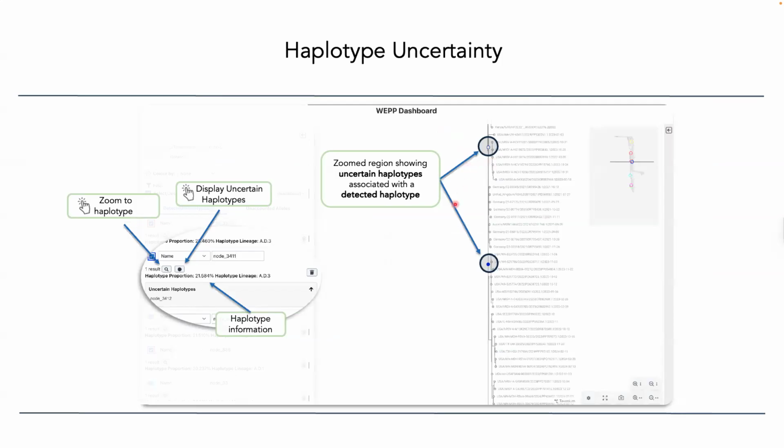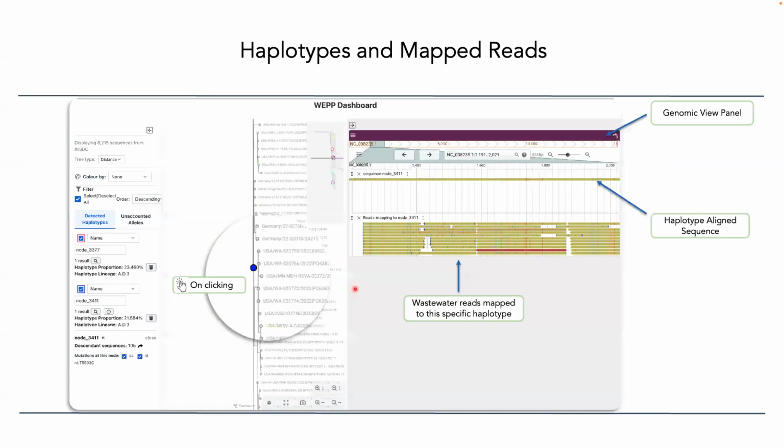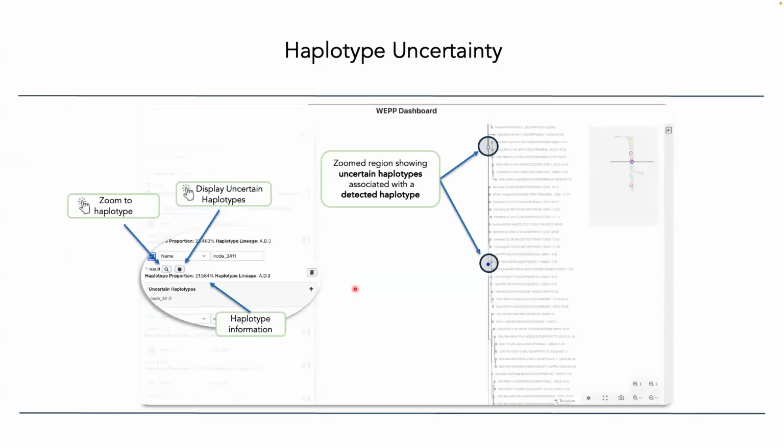Here we want to analyze a haplotype node 3411 in detail. We can click on the zoom button to see it in the context of nearby nodes. This haplotype also has an associated uncertainty, which can be seen by clicking on the uncertain haplotypes. WEPP is uncertain in its detection between the node 3411 and node 34112. We can view this uncertainty on the phylogenetic tree by enabling it with the button. As shown here, we can clearly see both nodes in different colors.